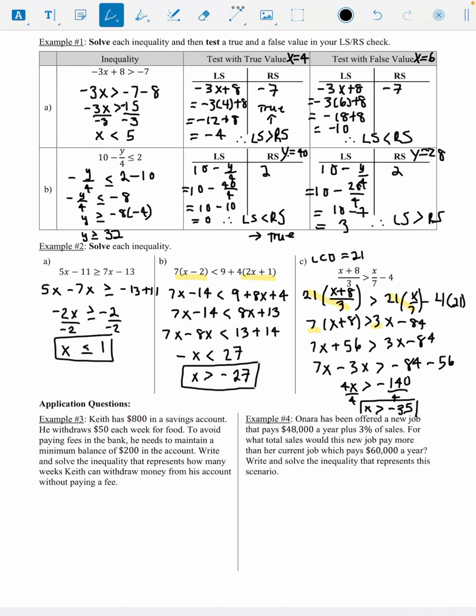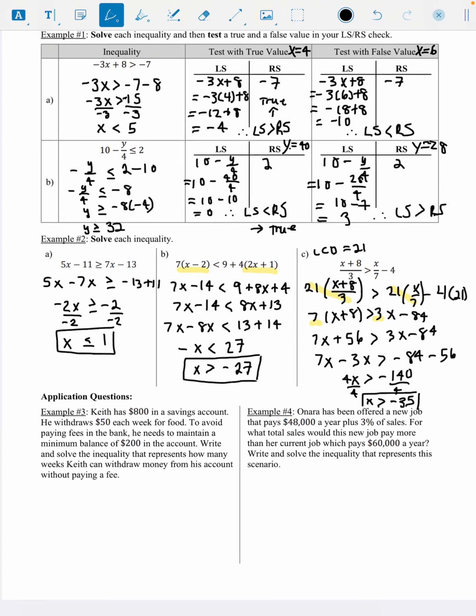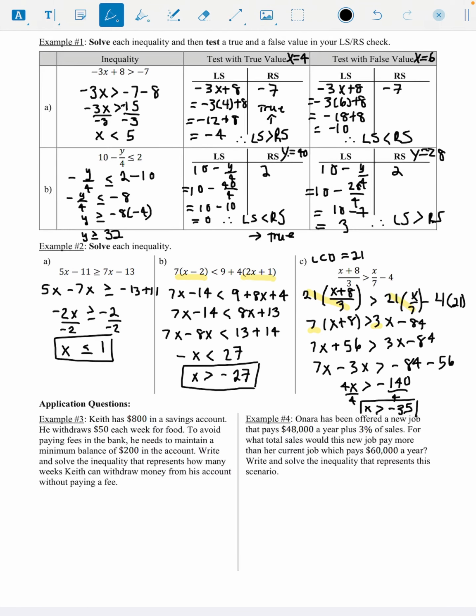So I hope you've had some good practice solving inequalities now with these examples, and we're going to move on to some application questions. So let's look at example 3. Keith has $800 in his savings account, and he withdraws $50 each week for food. To avoid paying fees in the bank, he needs to maintain a minimum balance of $200 in the account.